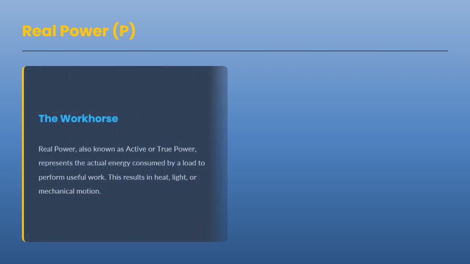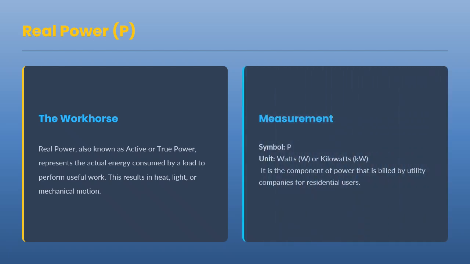Real power, P. Let's begin with real power, often called active or true power. As the workhorse, this is the power actually consumed by the load to perform useful work, such as generating heat, light, or mechanical motion. Its symbol is P, and it is measured in watts or kilowatts. Crucially, this is the power component that utility companies use to calculate your monthly residential energy bill.